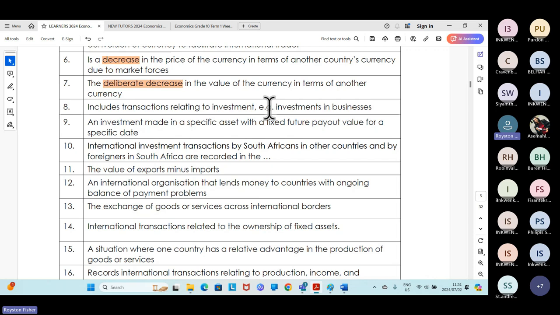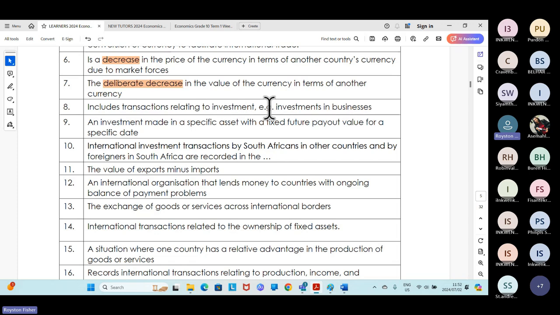Number 8 includes transactions relating to investments. For example, investments in businesses. So let's see what you have so far. Number 8. Some people say financial account for number 8. It is direct investments. Number 8 is direct investments.